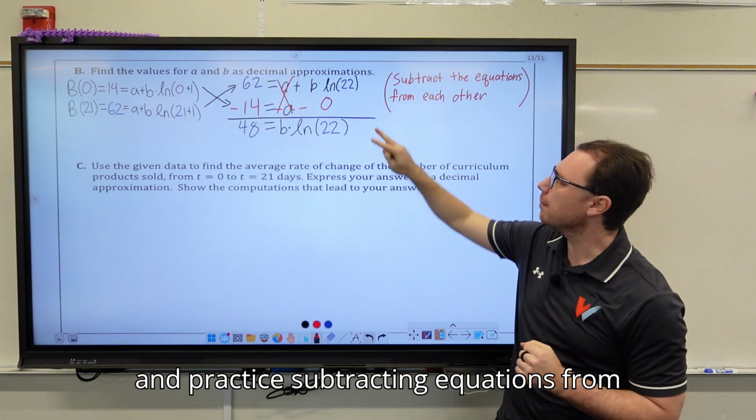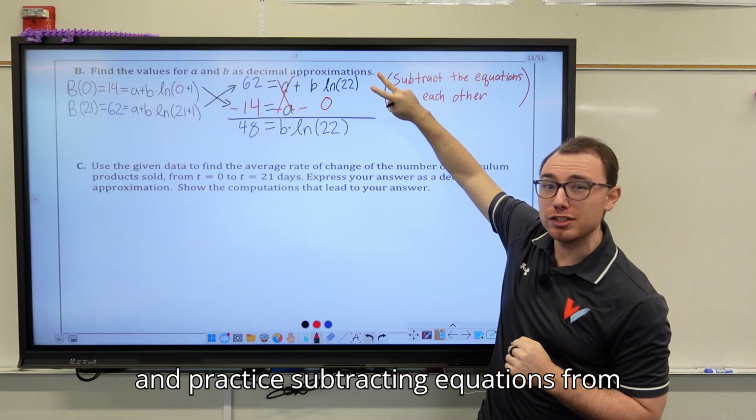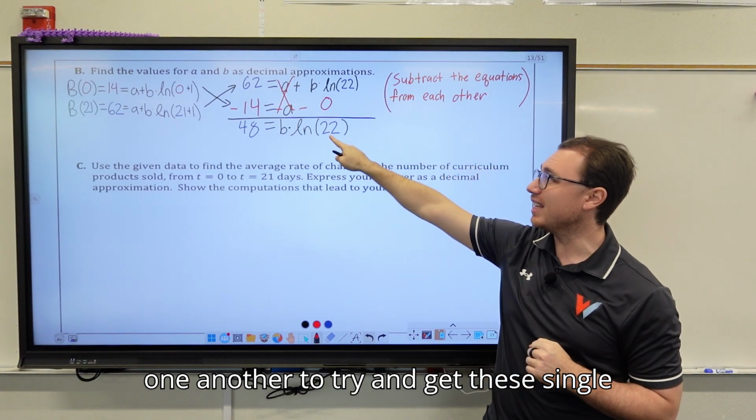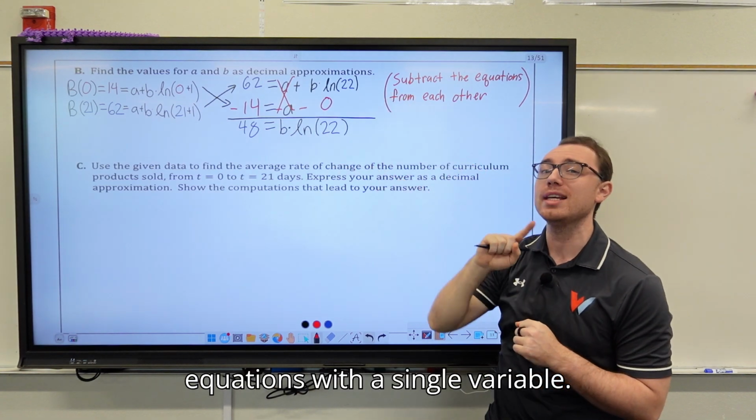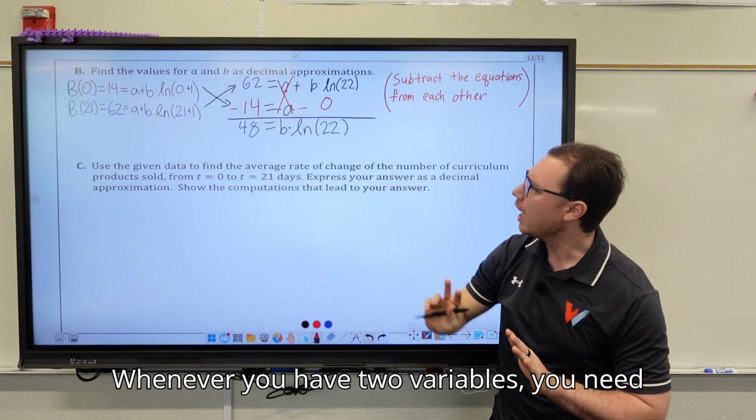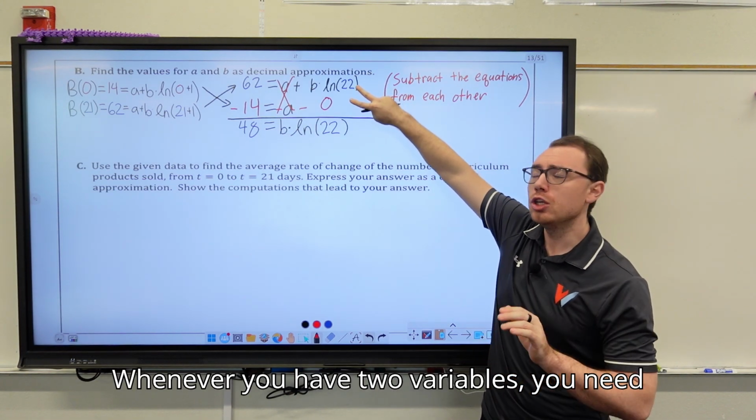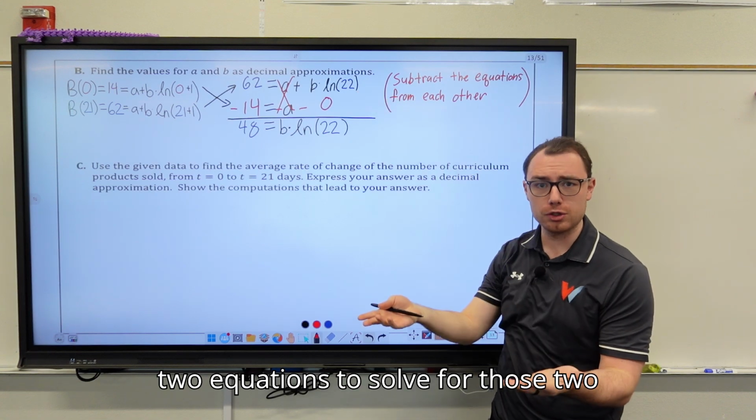I want you to try and practice subtracting equations from one another to get these single equations with a single variable. Whenever you have two variables, you need two equations to solve for those two variables.